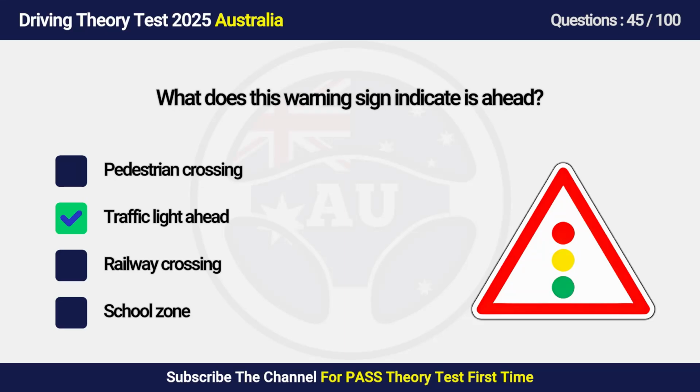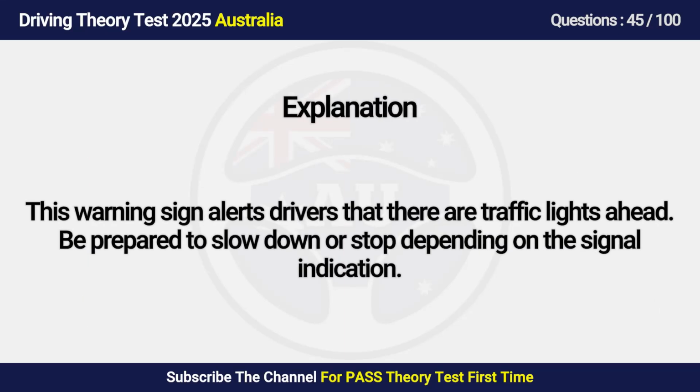Answers is B. Traffic light ahead. This warning sign alerts drivers that there are traffic lights ahead. Be prepared to slow down or stop, depending on the signal indication.